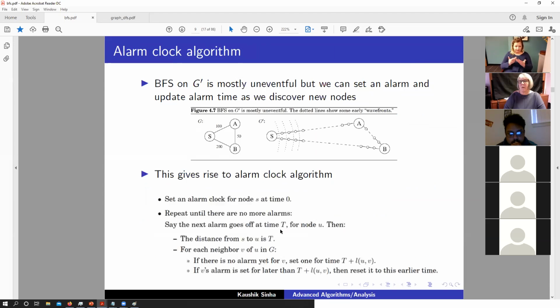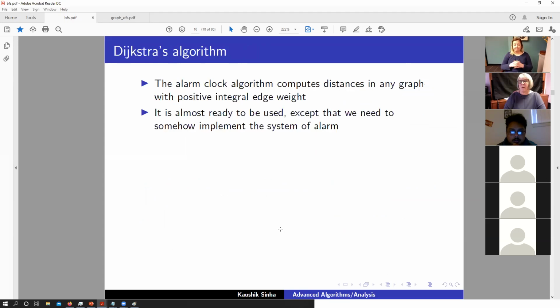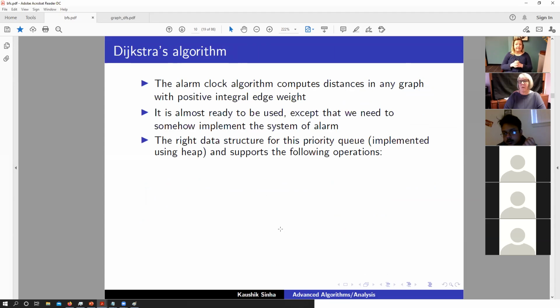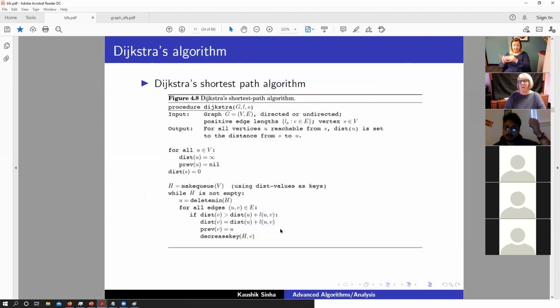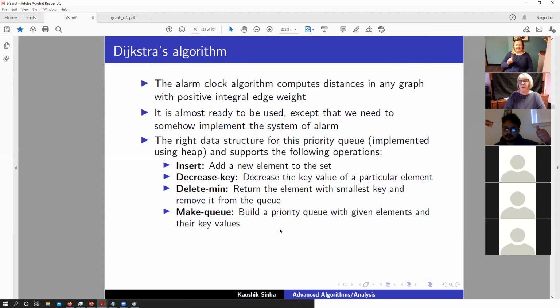So this particular algorithm again is the same algorithm as your BFS algorithm, but instead of maintaining a queue, we are going to maintain a priority queue. So a priority queue needs to be able to do a few things. It is basically an advanced queue data structure that inserts elements in a sorted order.